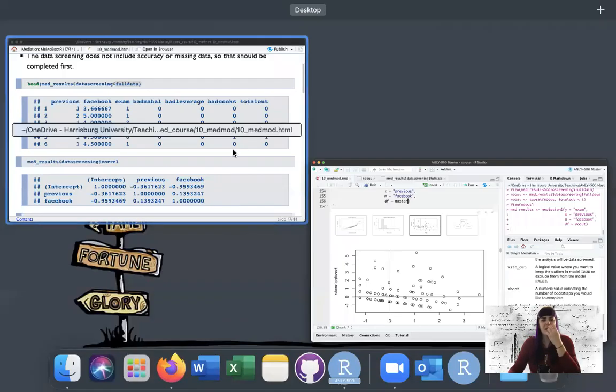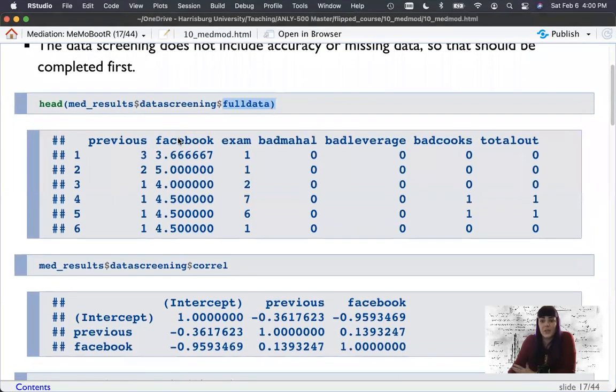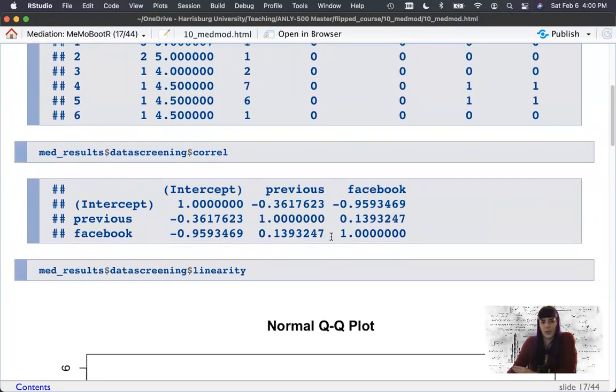All right, so back to the notes over here. So that's how we can use the full data and basically get this outlier stuff that we did last week. I can see the correlation table. Hey, remember, ignore the intercept. Everything looks pretty good here, right? Basically, previous and Facebook are only correlated at 0.14. That's okay.